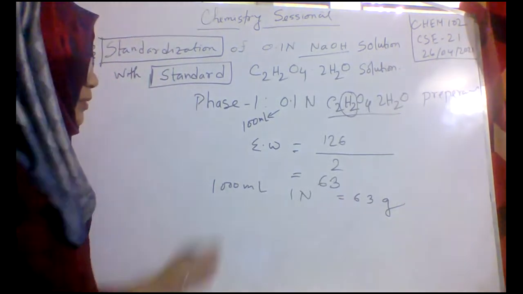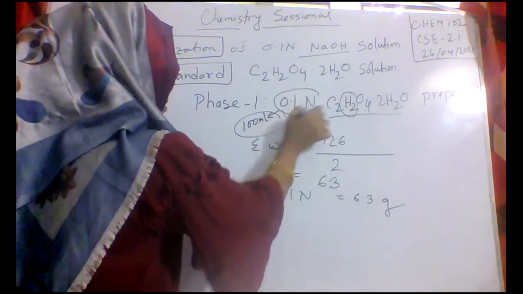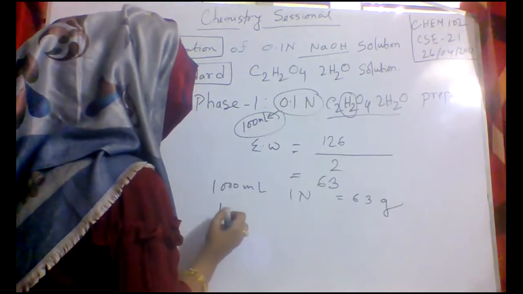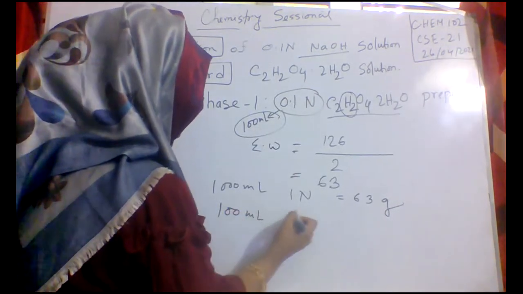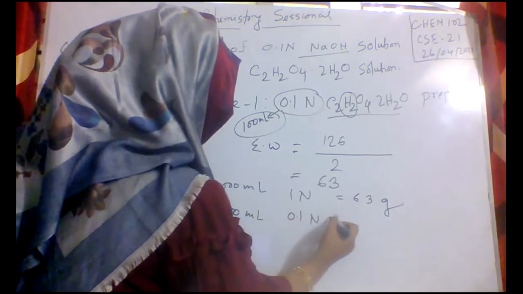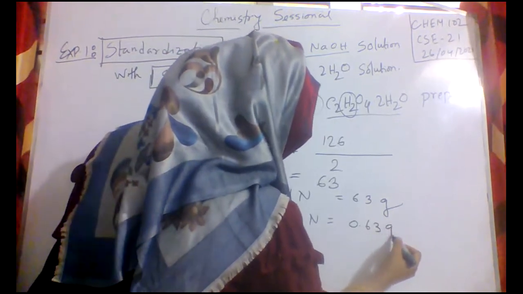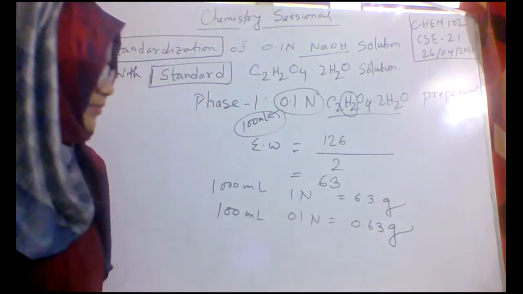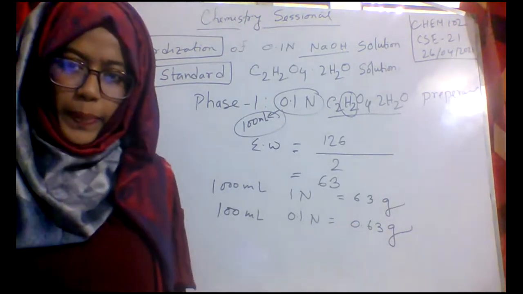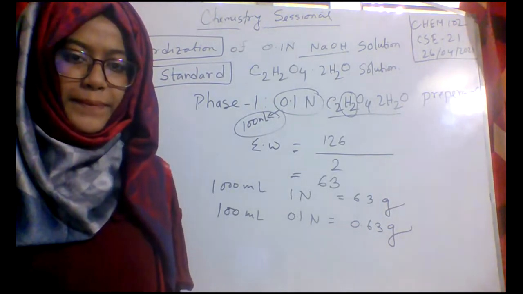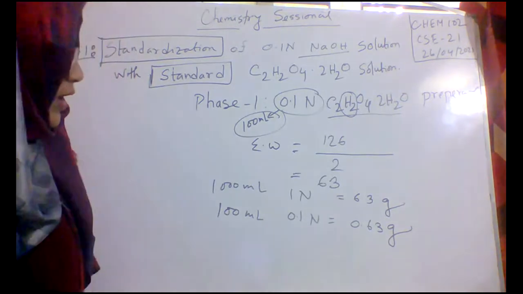Now we can prepare this from this equation, that we need 100 ml, 0.1 normal. So it will be 0.63 gram. Okay? Yes, madam. Is it okay?